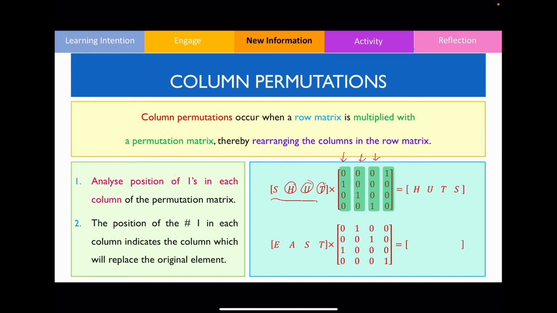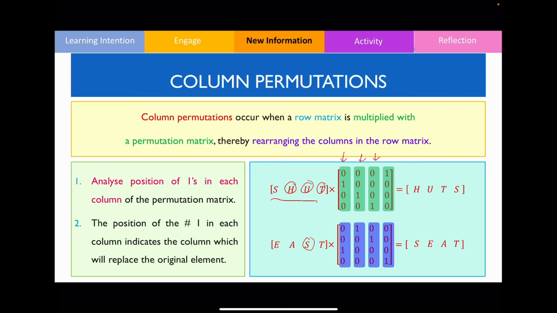So what I'm going to do again is I'm going to draw vertical lines. In the first column, the number 1 is found in the 3rd position. So therefore the 3rd letter is going to move into column 1. So S is going to go first. In the second column, the number 1 is found in the 1st position. So therefore E is going to be moved into the 2nd column. In the 3rd column, the number 1 is found in the 2nd position. So therefore A is going to be moved into the 3rd column. And therefore the last letter is going to be T. And the new word spelt is going to be seat.